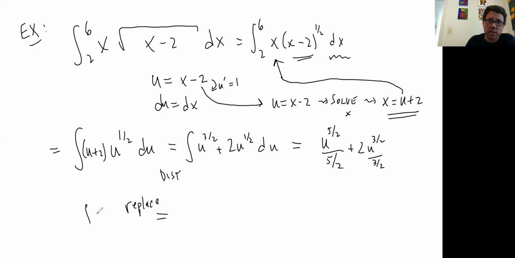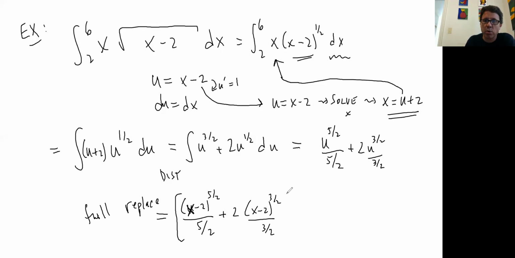Full replace, I guess. So wherever I have u, I'm going to stick back in x minus 2. So I'll have x minus 2 raised to the 5 halves power over 5 halves. Put that u back in. Then I'm going to put the u back in for the second term, which is the 3 halves. And I'll get plus 2 times x minus 2 to the 3 halves over 3 halves. And then I have to do my usual fundamental theorem where I have to evaluate that from 2 to 6.